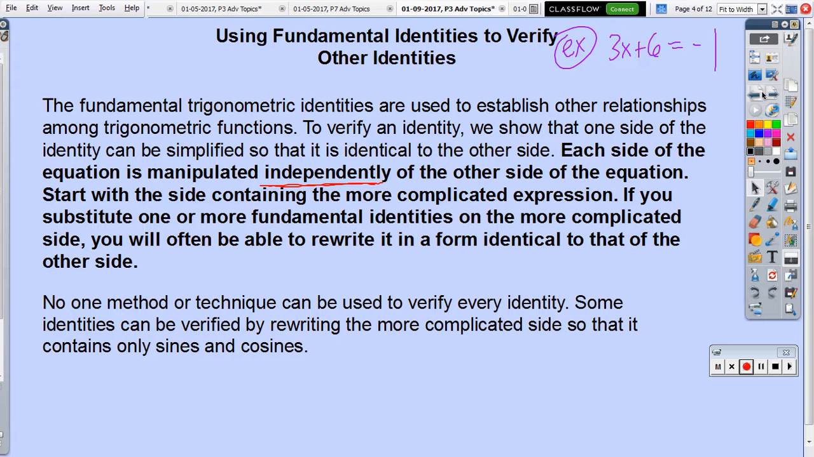I would just emphasize that, yeah, work on each side individually. And probably work on the more complicated side first. Try to simplify the more complicated side. We work on the harder side first. You may also want to write that it's useful to substitute values so that you get it in terms of sine and cosine. We're going to see some examples.